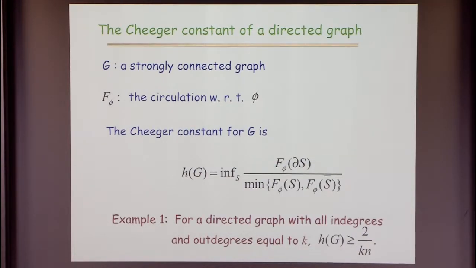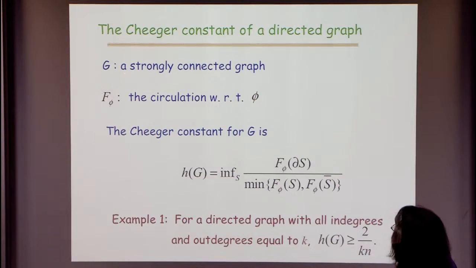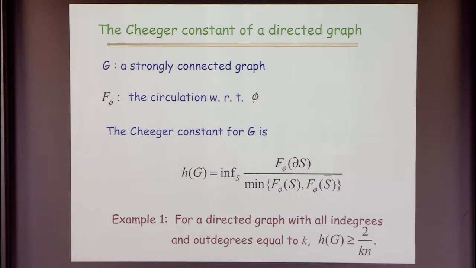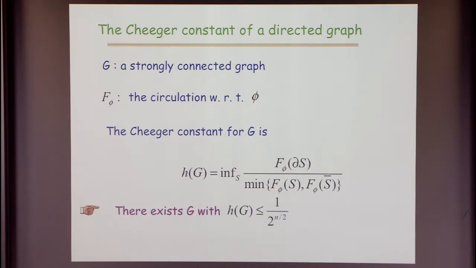I am going to define the circulation with respect to phi. If you have a stationary distribution, I'm going to use it to define a circulation. Then I can define the Cheeger ratio. I actually have a few examples. For some graphs, the Cheeger ratio is quite friendly and has a lower bound, but for some graphs, this could be very small.